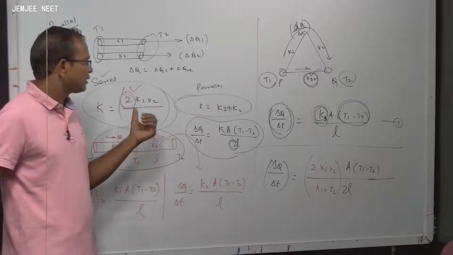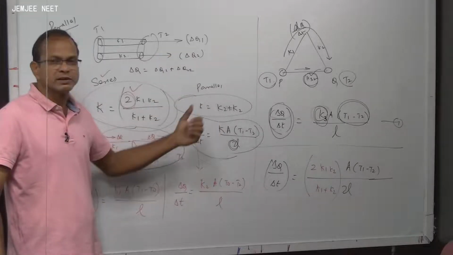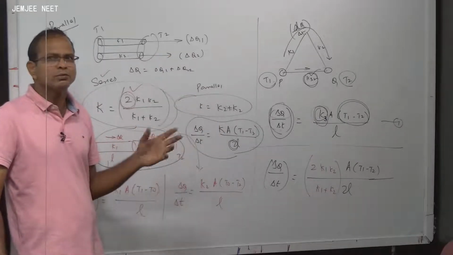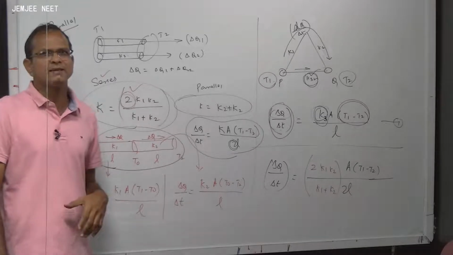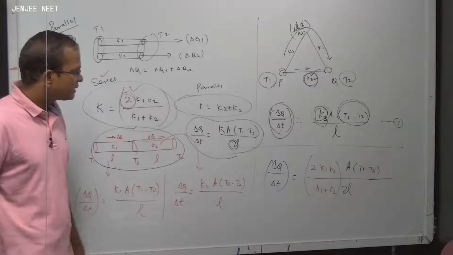Whereas if they are in parallel, again if the lengths are equal, you can put K1 plus K2. If the lengths are unequal, you have to derive it. But in general, we never come across unequal lengths. 99% of the time, we get equal lengths. So you can take this and solve it.